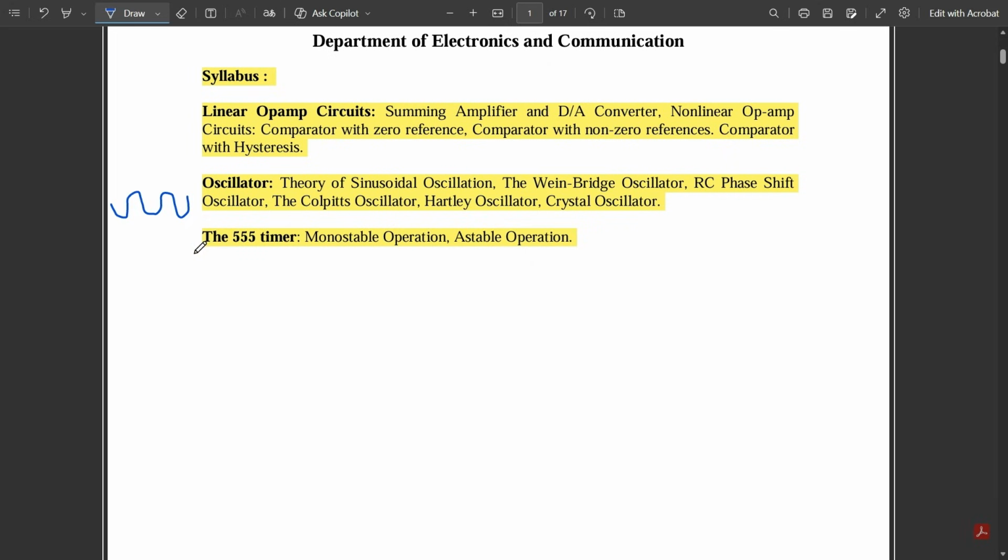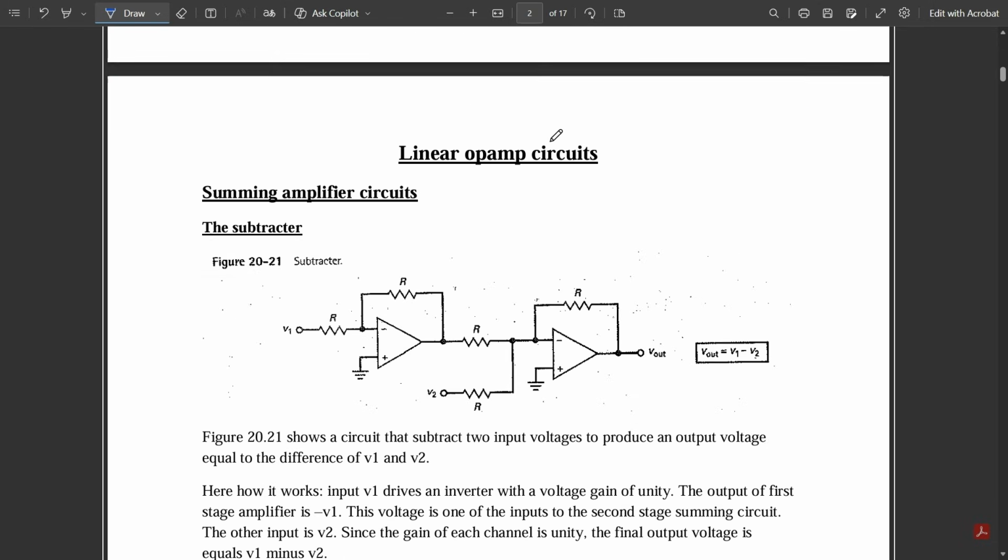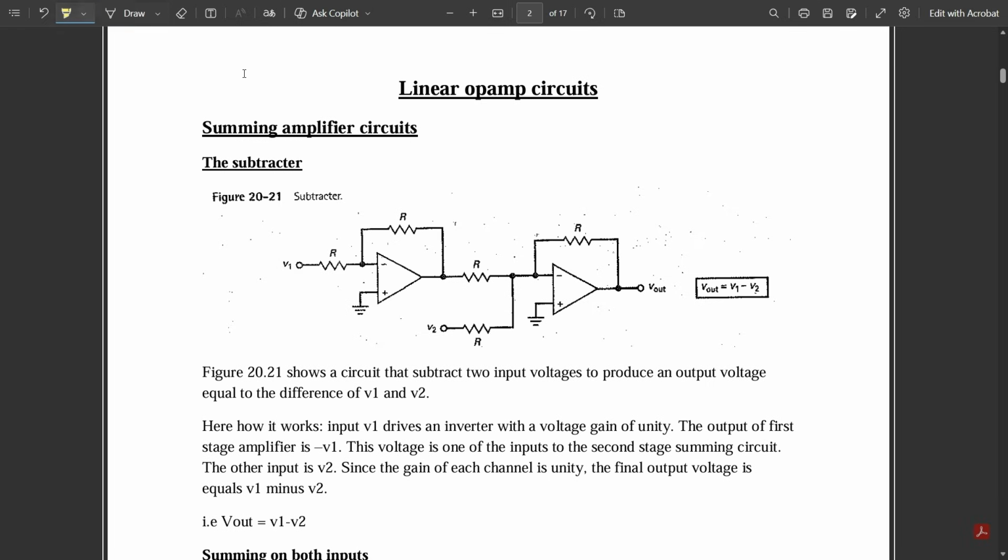After that we are going to be seeing the 555 timer, the IC pin diagram of a 555 timer. Along with that we'll see the monostable and astable operations of a 555 timer. So these are the important topics which are given for you in this module. Please go through it. Now, without wasting much time, let us start with the basics of linear op amp circuits.